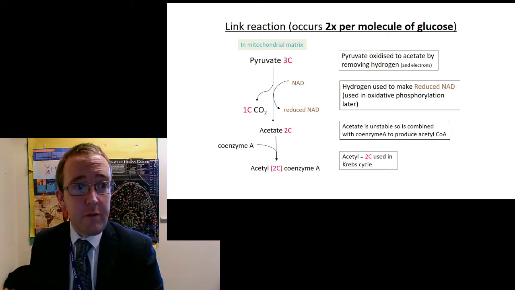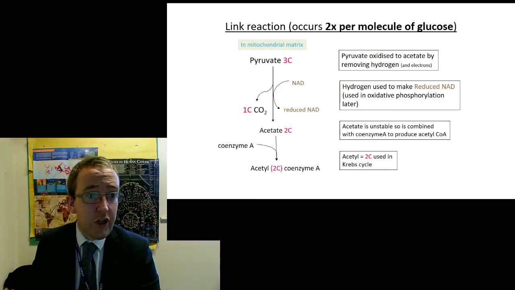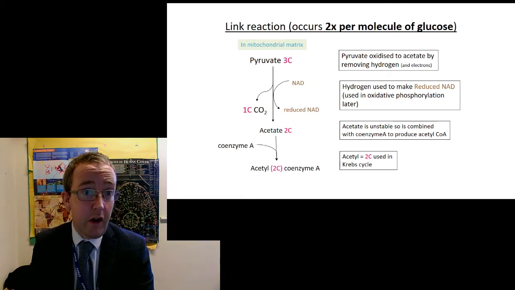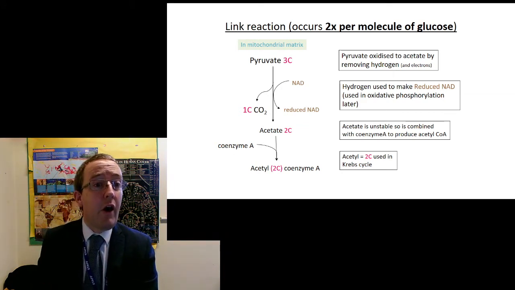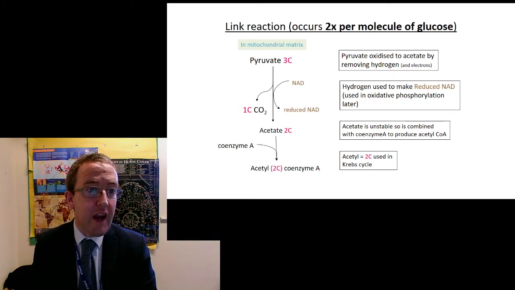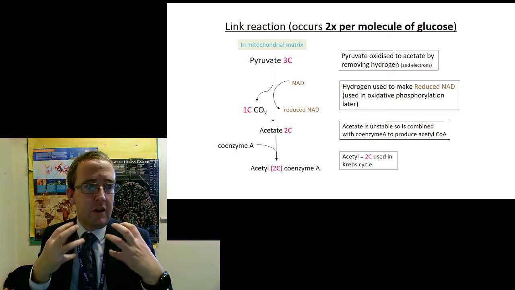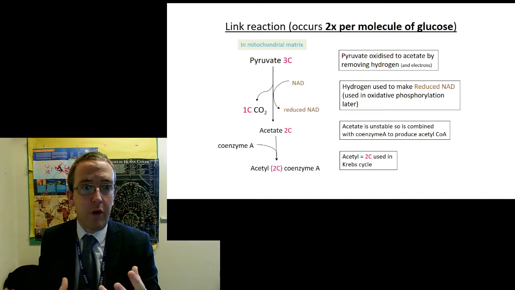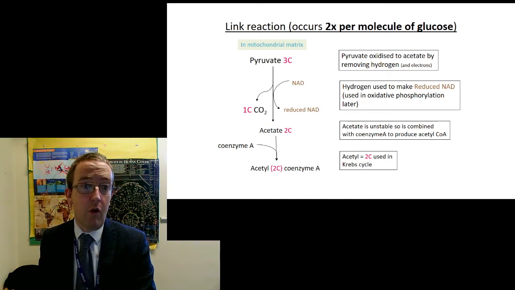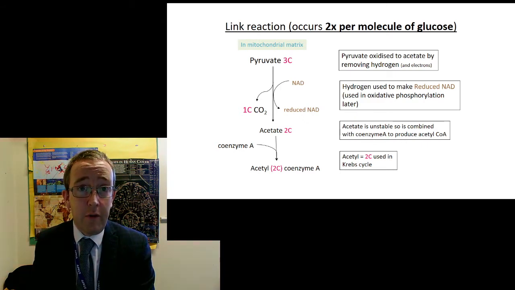So what happens is we end up with another oxidation reaction. So pyruvate is oxidized to acetate by removing the hydrogen and obviously the electrons as well. That's what makes it reduction. Hydrogen is used to make more of this reduced NAD, which we made in glycolysis. Now this is how these high energy electrons and these protons are going to get transported to oxidative phosphorylation, which is the last section. Acetate, obviously very unstable.